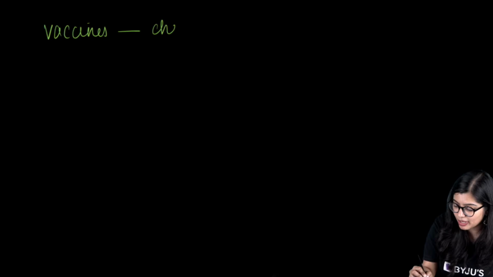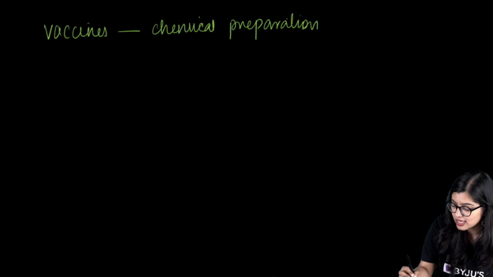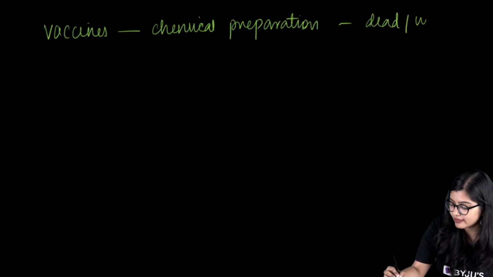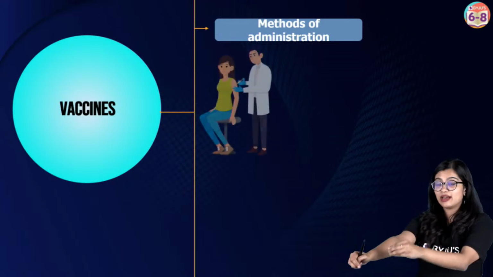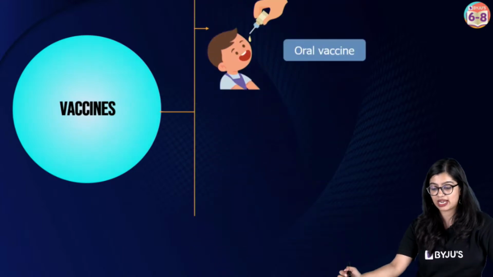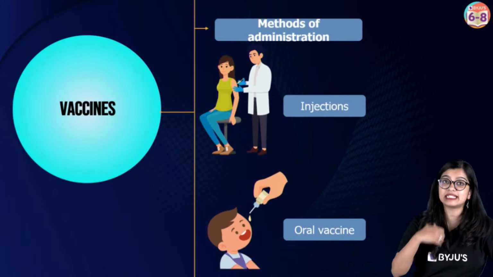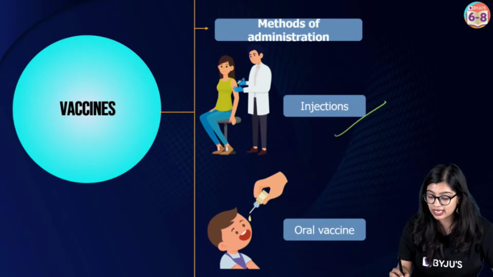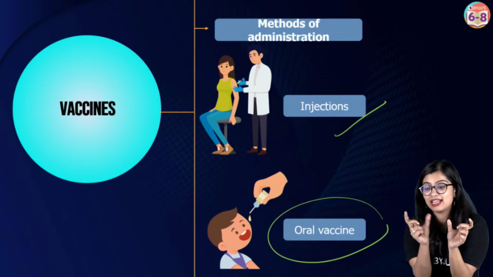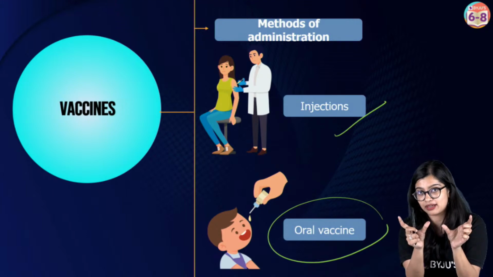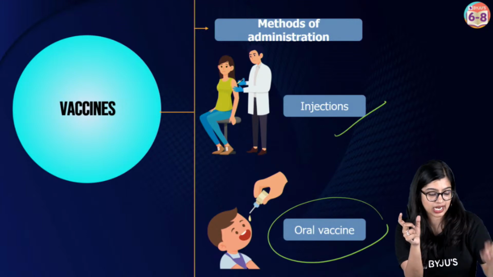Vaccines are basically chemical preparations which include dead or weakened microbes. Now we inject it, either into my bloodstream, or in some cases I can take it orally. So the difference between a vaccine and an injection is how it enters. Injection is a way in which I take the vaccine; the vaccine is the preparation.